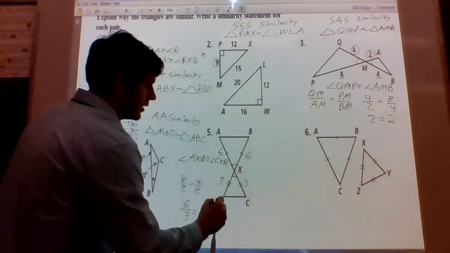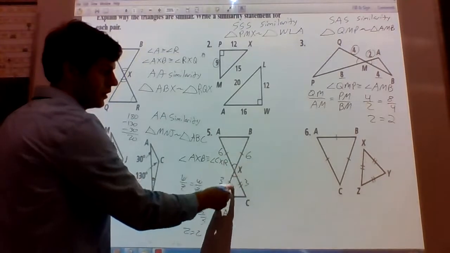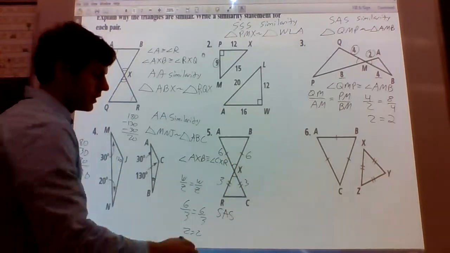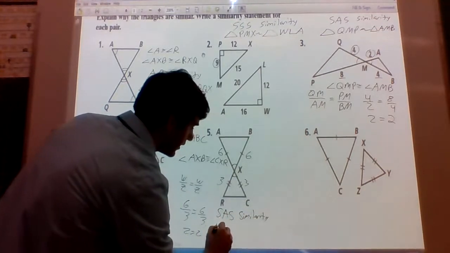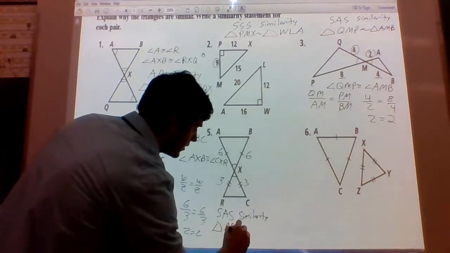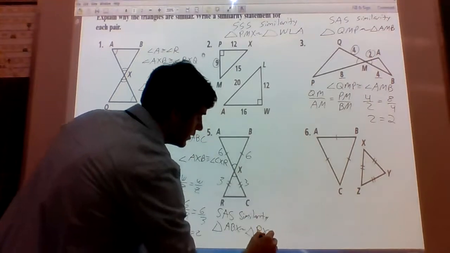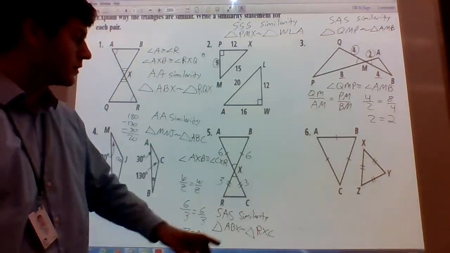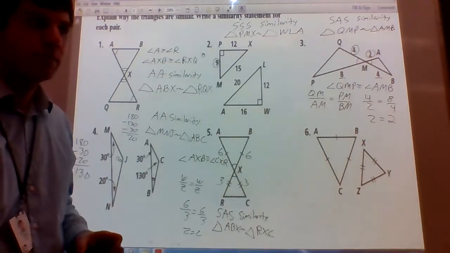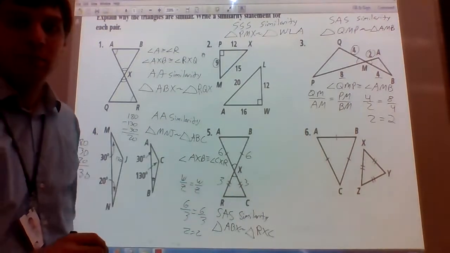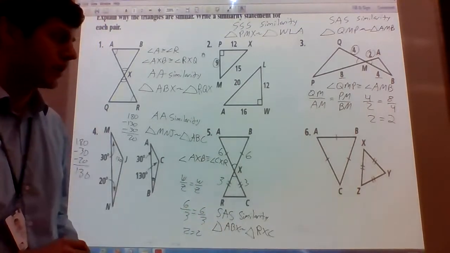So we can use side, angle, side, right? Because two pairs of sides are proportional. These angles are congruent. So side, angle, side, similarity, which tells us triangle ABX is similar to triangle CRX. Or we could put CXR, because again, you can flip them or you can rotate them. This was like example 3, the side example from our notes. So side, angle, side, here's our similar triangles.